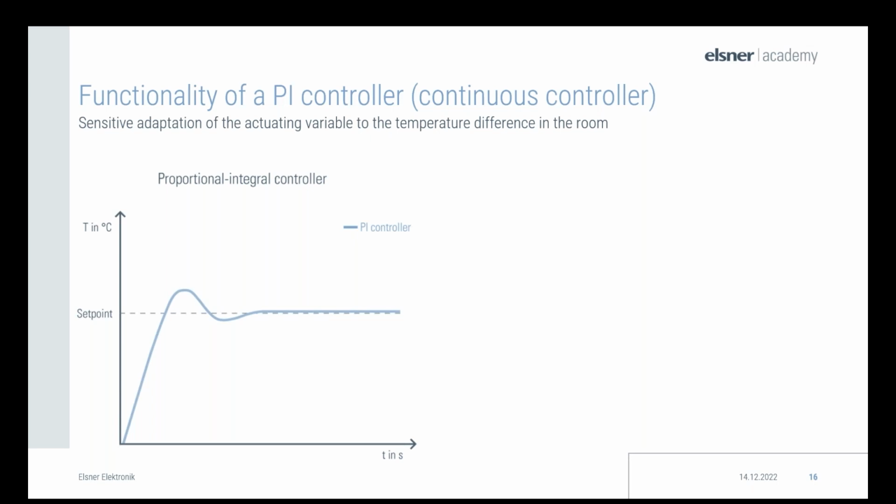In the above example, I have shown the function of the PI controller, or the continuous controller, graphically. So you can see the light blue line. After switching on the controller, the temperature initially oscillates around the set point and then moves closer and closer to the desired set point. The room controllers that we manufacture here at Elsner Elektronik, which we will discuss later, have an integrated PI control.